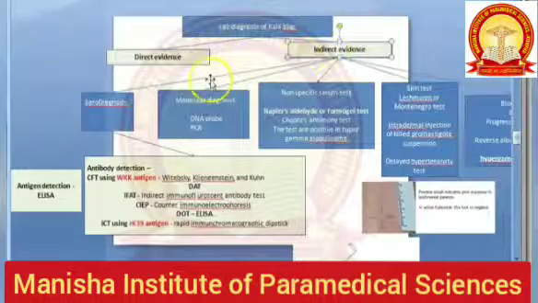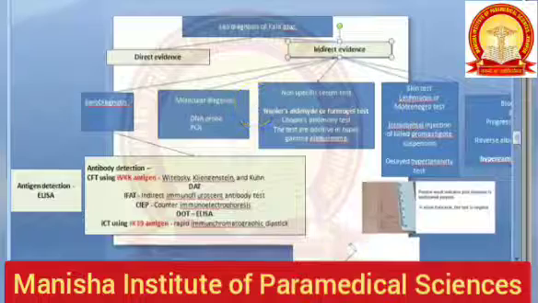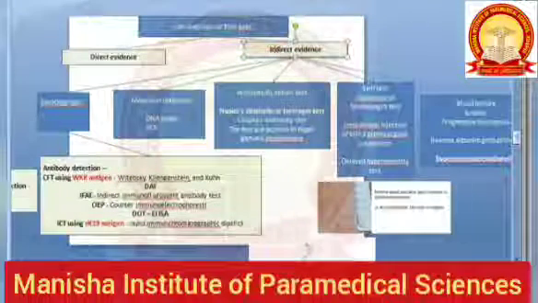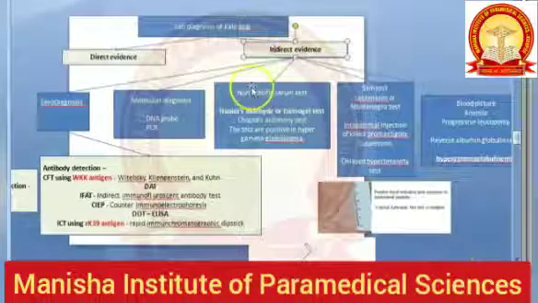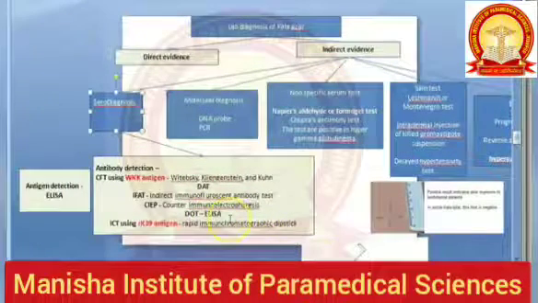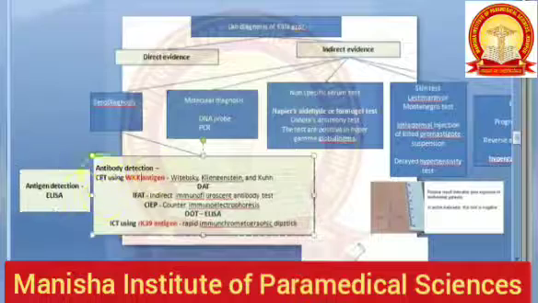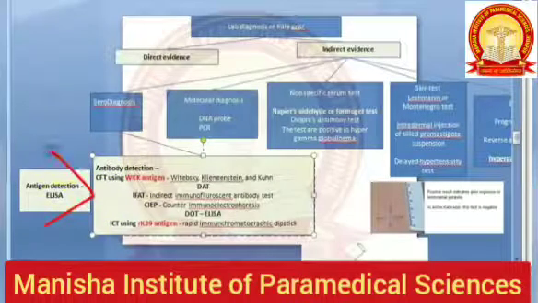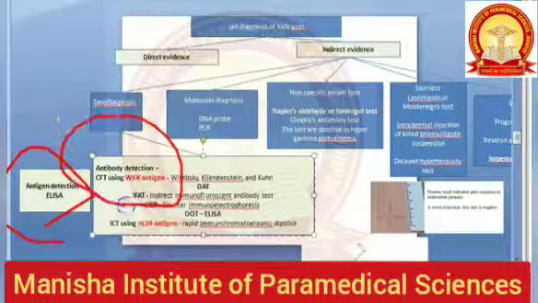This is indirect. Now look at this. So many arrows here. 1, 2, 3, 4, 5. Totally 5 boxes here under indirect evidence. So let us look at serodiagnosis here. In serodiagnosis, you will detect the antigen or the antibody, correct? Are you able to see? You will detect the antigen or you will detect the antibody.